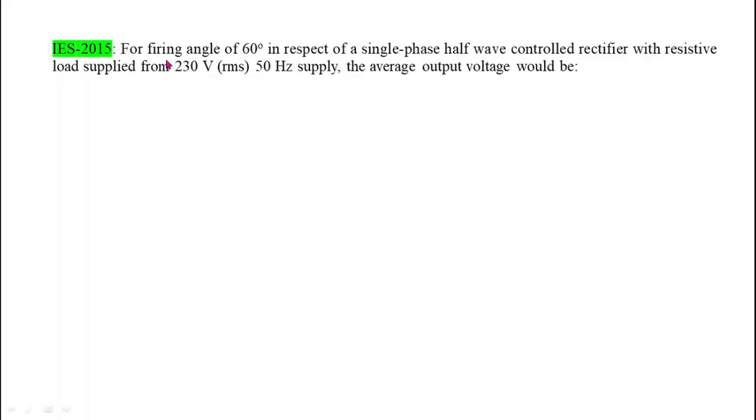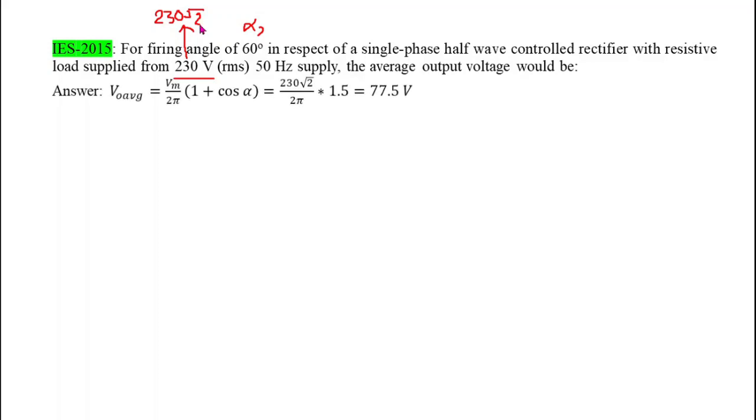It says: for a firing angle of 60 degrees in a single phase half wave controlled rectifier with resistive load supplied from a 230 volt RMS 50 Hz supply, the average output voltage would be? Here alpha is equal to 60 degrees, and this is the RMS value of the source voltage. From it we can easily calculate the maximum value, which is 230 root 2.